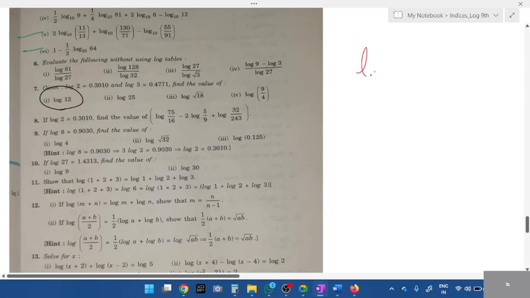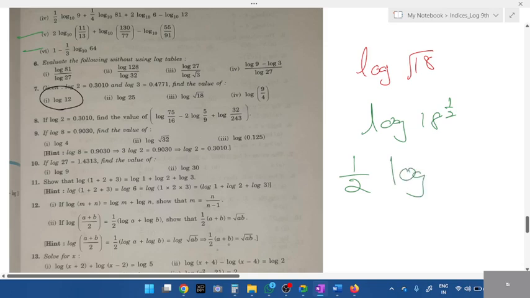Log root 18. How do you solve log root 18? What happens to the root value? What is the value of root, students? You remove the root, so log root 18. How can I write log root 18? 1 by 2. Is it clear? First concept, log 18 to the power 1 by 2. Then what happens to 1 by 2? You can write it in the beginning. Log 18. Convert log 18. Factorize log 18, students. All of you will factorize log 18.